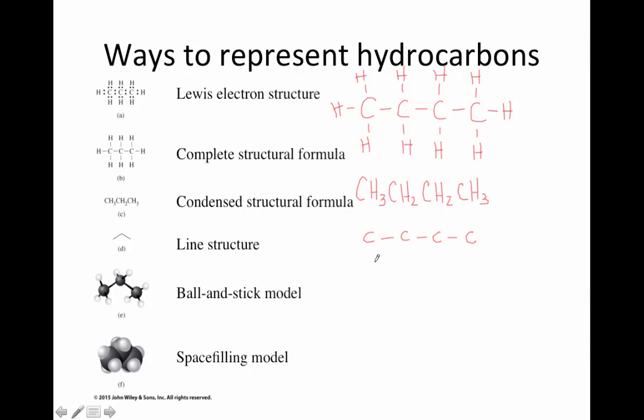So this can be turned into a line structure, which would look like this. Now it's drawn in this zigzag sort of fashion, and everywhere there's a bend that represents a carbon atom. This end represents a carbon atom, and this end represents a carbon atom. It's written in this zigzag fashion because when you actually build the ball and stick models, the carbons don't fall in a nice straight line like this. They are in a ziggy-zaggy sort of fashion.